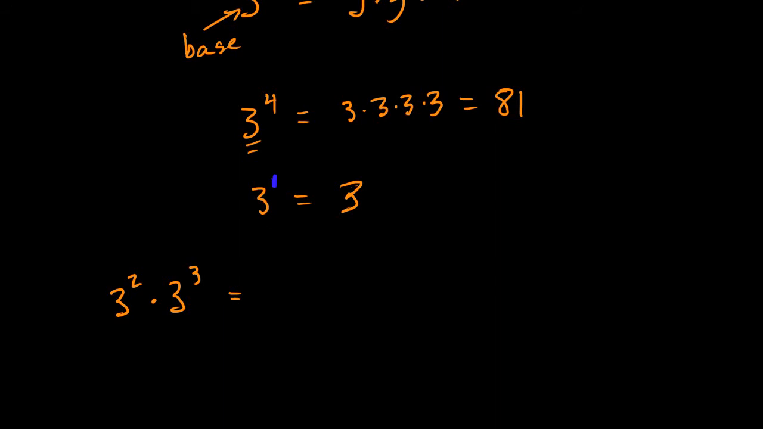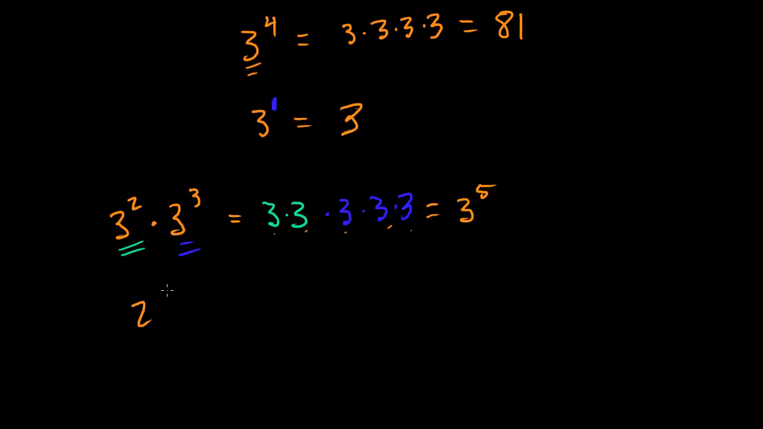Well, 3 to the second is 3 times 3, and 3 to the third is 3 times 3 times 3. So the answer that we get is 3 to the fifth, because we have 1, 2, 3, 4, 5 threes being multiplied by each other.